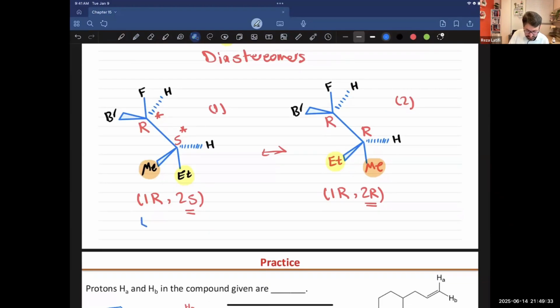diastereomers. So the second molecule has R, R here. These two are identical. The difference between them is here. If only one of the chiral centers gets mirrored while the other stays as it is, in that case you're dealing with diastereomers again.